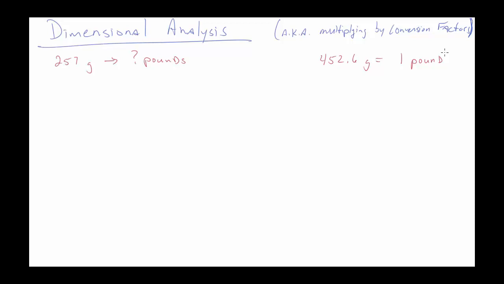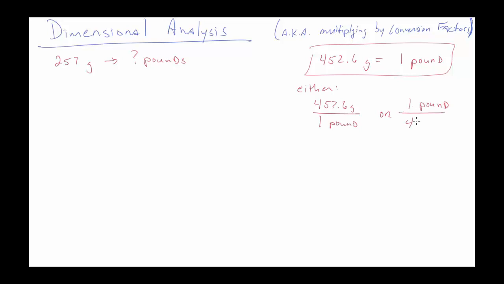And I want y'all to really take a look at how I wrote that, right? I have 2 values in different units that are equal to each other. And what we're going to know is that these values can actually be turned into conversion factors. And so my conversion factors will look like fractions. So with any equality like this, we can get 2 different conversion factors out of it. We could have 452.6 grams over 1 pound, or we could have it the other way and have 1 pound over 452.6 grams. And so either way it works.